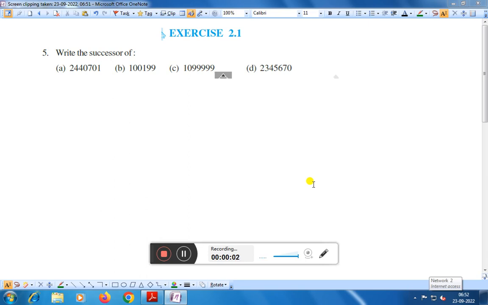Today we will discuss exercise 2.1 question number 5. Write the successor of A, B, C, D. There are 4 numbers. Right. Now we will solve question number A.